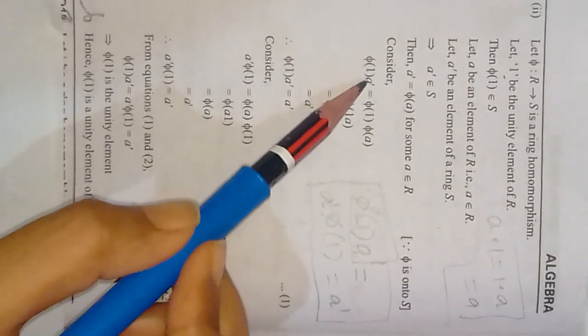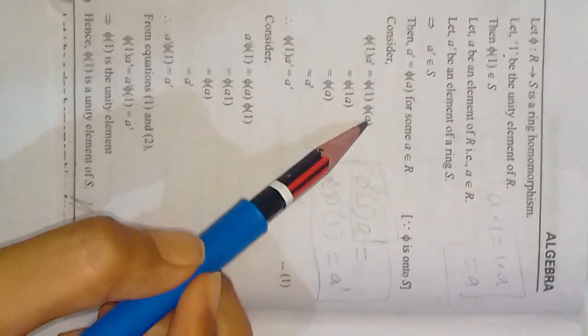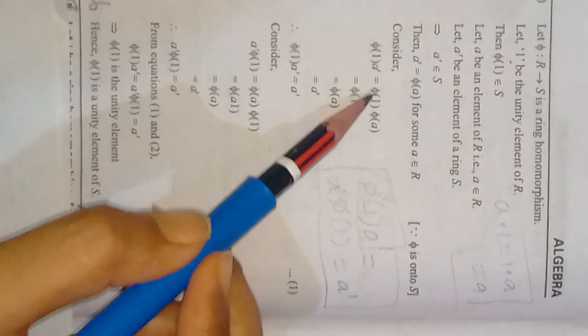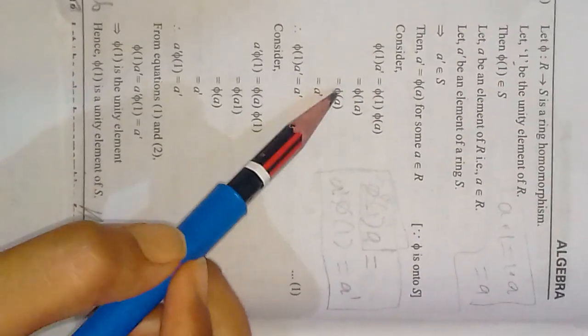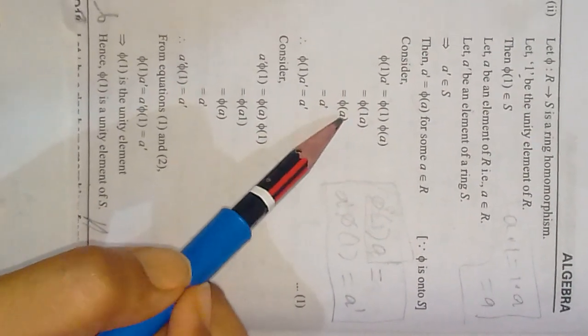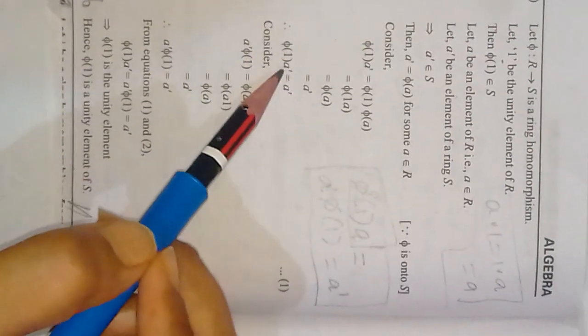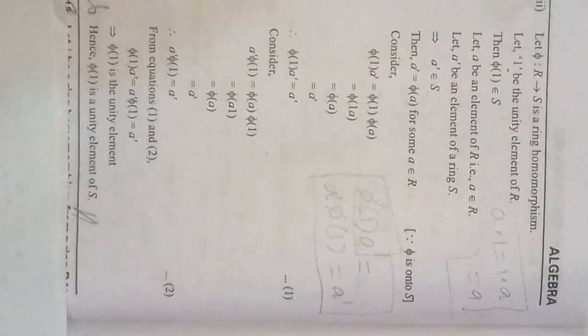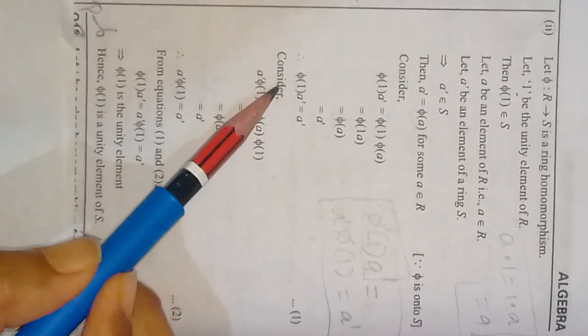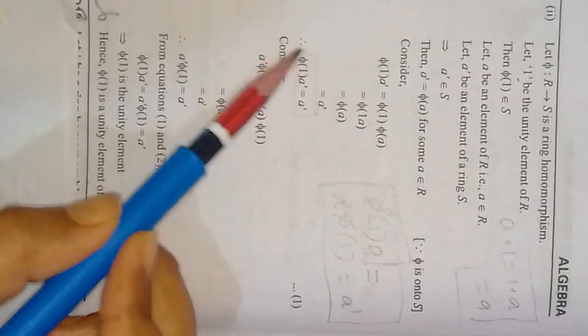Now we take the part pi of 1 into A dash. A dash is nothing but pi of A. By using the homomorphism we can write this as pi of 1 into A. Pi of 1 into A can be written as pi of A, and pi of A is A dash. So pi of 1 into A dash equals A dash. Now the first condition is satisfied.